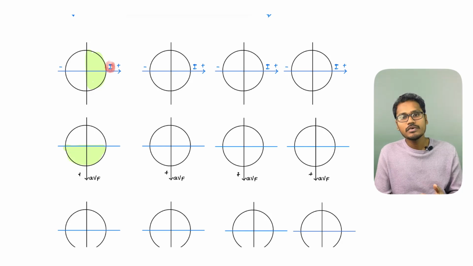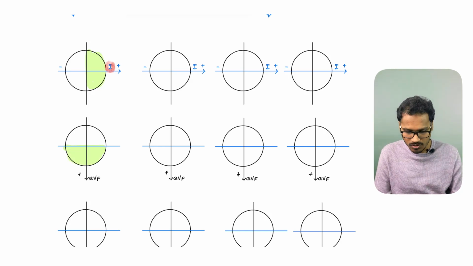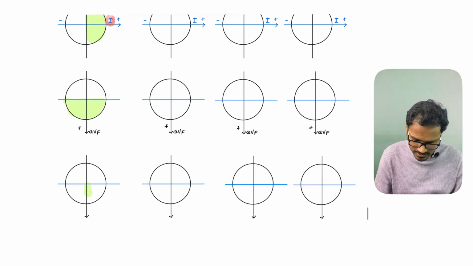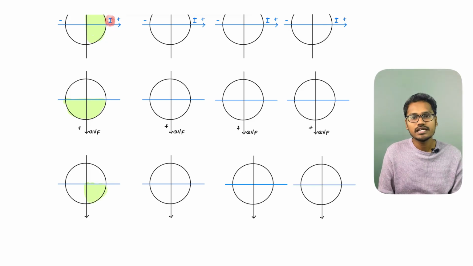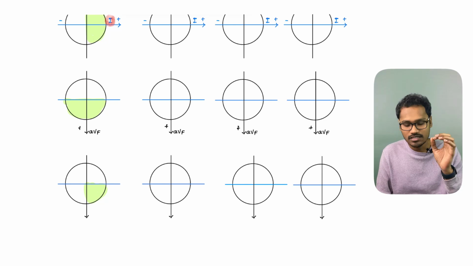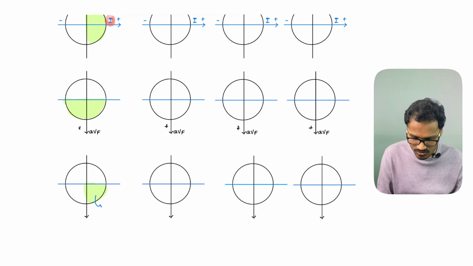So what is the common area between these two diagrams? The common area is this area. So when both the leads are positive, where is the common area lying? The common area is lying in the normal axis.